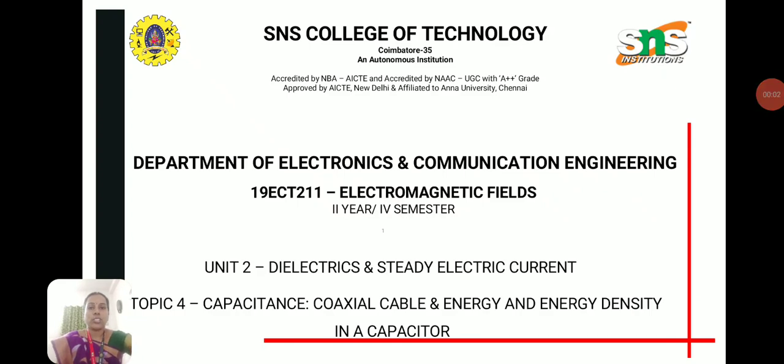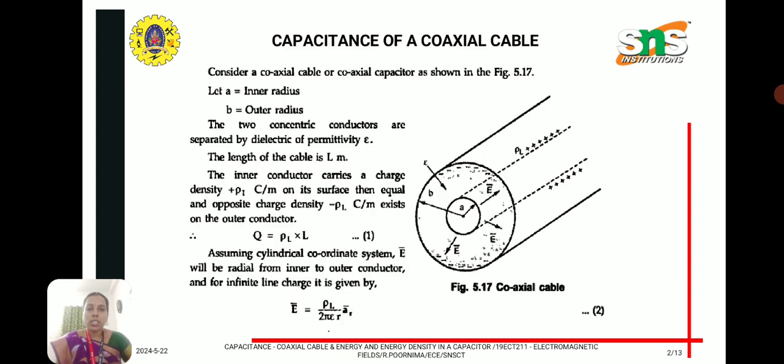Welcome to this video lecture on the topic capacitance of a coaxial cable and energy stored in the capacitor. In this lecture we are going to discuss the calculation of capacitance of a coaxial cable.